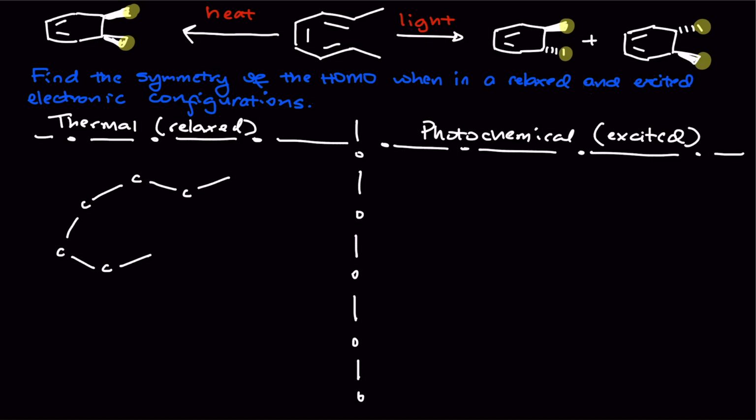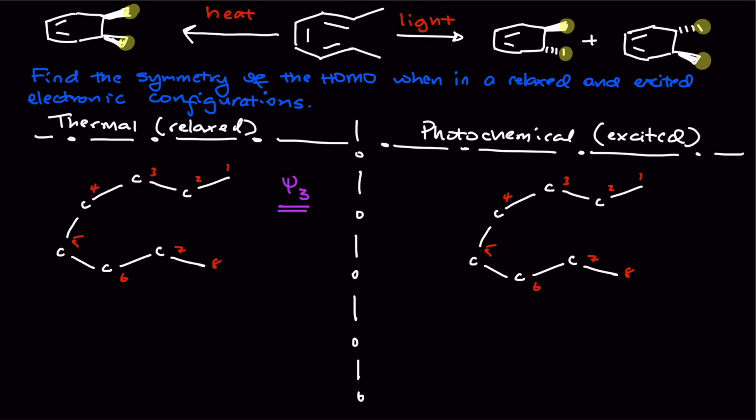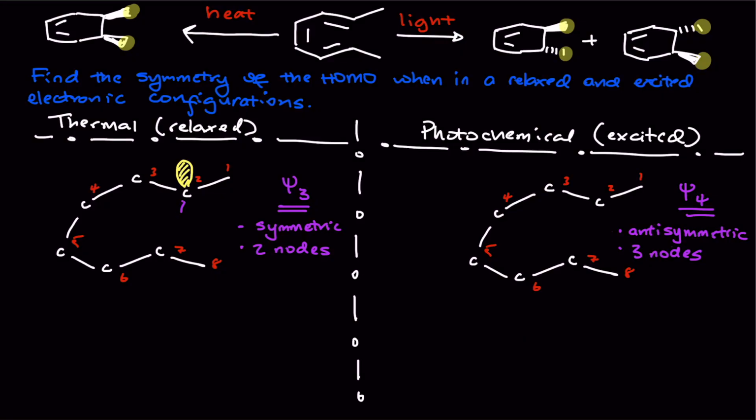So now let's draw out the HOMO orbital for the situation where we're under thermal conditions. We've already covered this before, right? This is your Psi 3 orbital when you're having a 6 pi molecular orbital system. It is symmetric with two nodes. And so what I am drawing here essentially is that symmetrical HOMO orbital under a relaxed electronic configuration with 6 pi electrons in a 6 pi molecular orbital system.